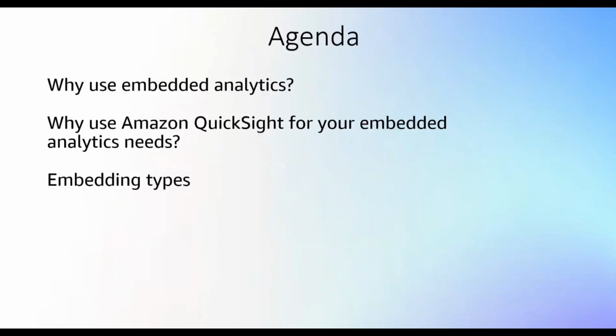So for today's discussion on embedding types, we have three different things that we will discuss. Why use embedded analytics? Second thing we will see is why use Amazon QuickSight for your embedded analytics, and then we will deep dive into embedding types. I'll be mostly showcasing a demo on embedding types and discuss why each of these different types exist and the applicability of each of these types. We have a variety of embedding types that QuickSight supports, and we want to make sure that we understand why each of these exist and how we can use each of these, right?